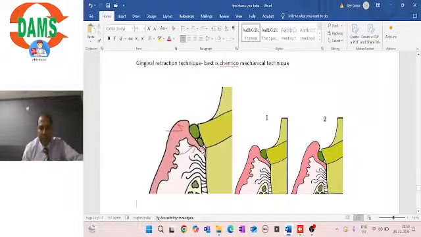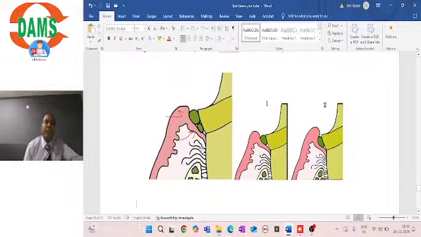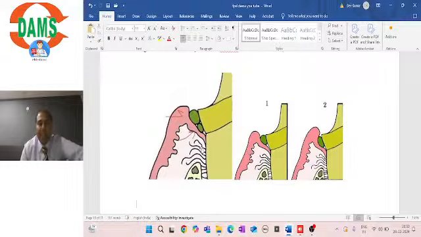Okay, got it? Then there is the Dento-Infuser technique. The question asked is, what is the hemostatic agent used in the Dento-Infuser technique? It is ferric chloride. Okay, sorry, ferric sulfate. Ferric sulfate, 15 to 20% ferric sulfate. Okay, ferric sulfate.